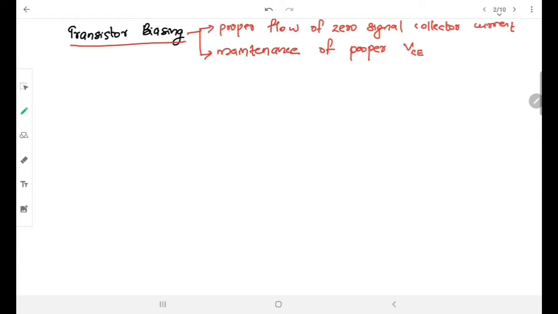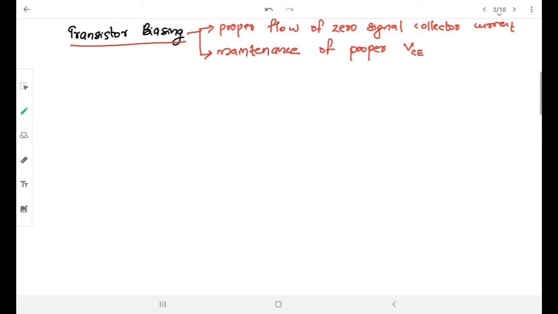First we have to discuss the definition of transistor biasing. We learned in the previous session that for faithful amplification, three conditions must be satisfied. First, the proper zero signal collector current. Second, proper minimum VBE at any instant. And third, proper minimum VCE at any instant. So transistor biasing means the proper flow of zero signal collector current and maintenance of proper collector emitter voltage during the passage of the signal.